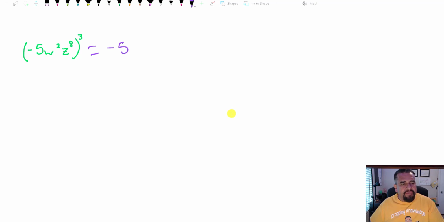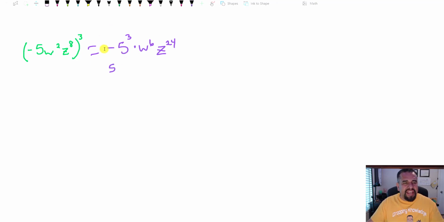Negative 5 to the power of 3 times w to the power of 6, because I just went ahead and multiplied 3 times 2. And then z to the power of 8 times 3, which is 24. Again, I got to figure out the 5 to the power of 3, which I believe is 75. Is it? 25, right? I'm losing it.